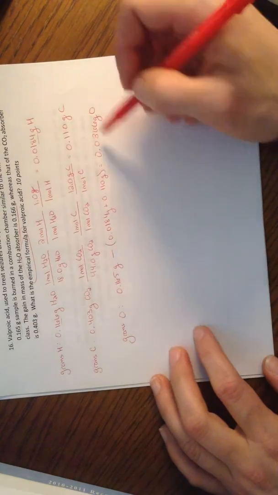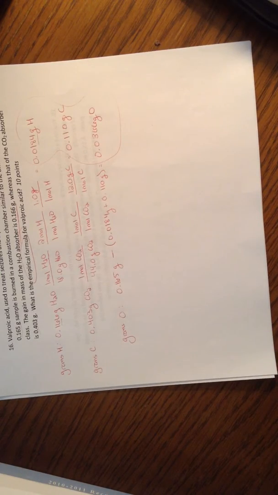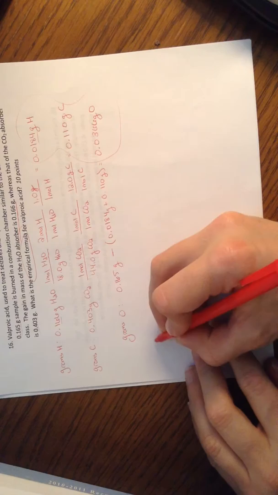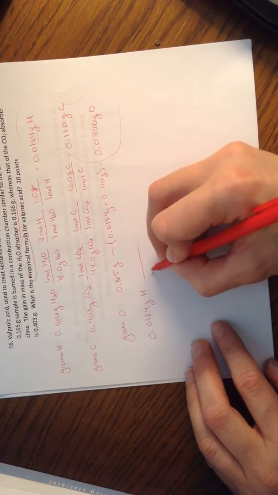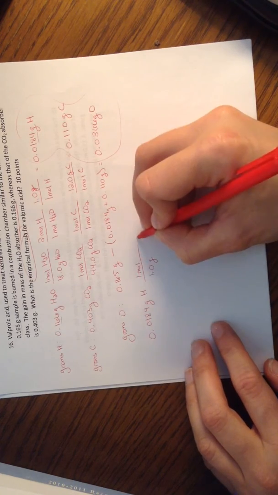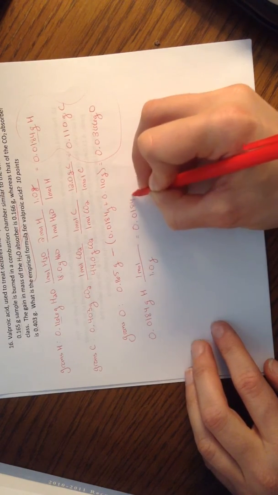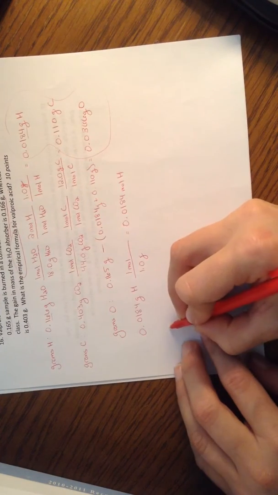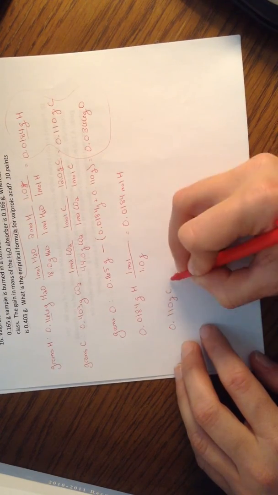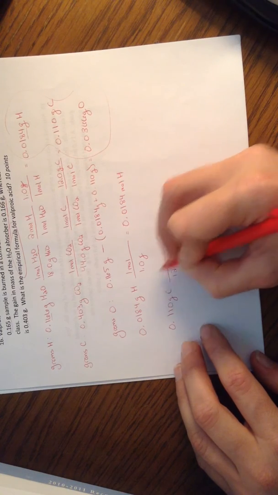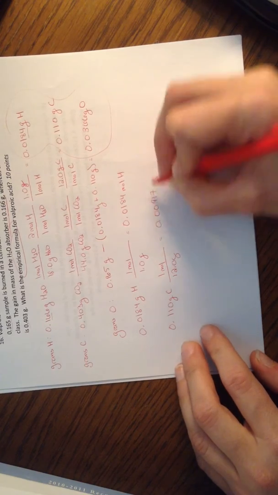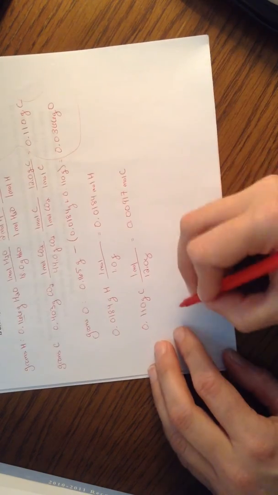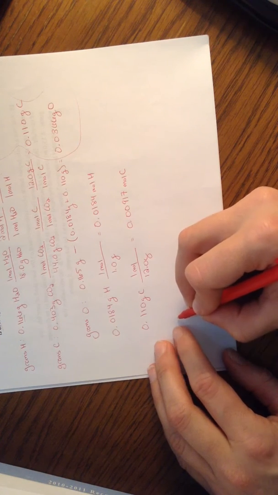Next step. I've got grams of all these that are in my valproic acid sample, but now I need to find moles of them. Okay, so I'm going to do that. 0.0184 grams hydrogen, this is easy peasy, gives me 0.0184 moles hydrogen. 0.110 grams of carbon, I'm going from grams to moles, 12.0 grams per 1 mole, gives me 0.00917 moles of carbon.